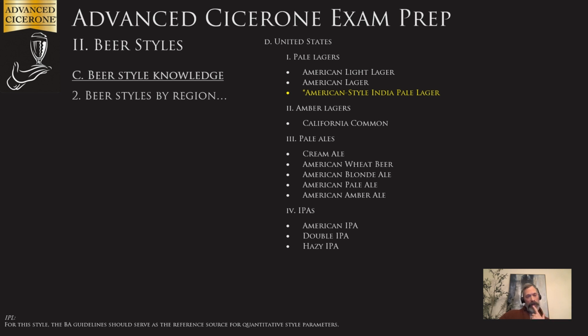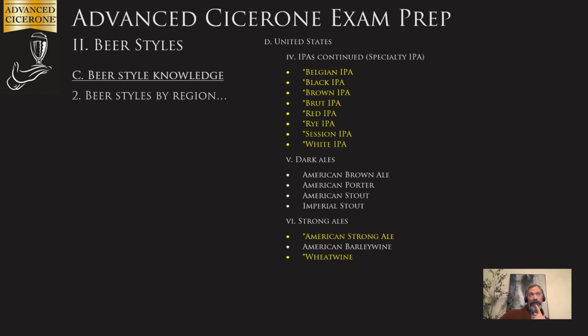Now we start talking about IPAs, but then there's a whole subsection of IPAs they've added called Specialty IPA. This entire list is all new beers that were not in Level 2: the Belgian, Black, Brown, Brut, Red, Rye, Session, and White IPAs. These are all new, so we have to expand our readiness to have knowledge of all these styles too. In the Strong Ale section, American Strong Ale and Wheat Wine have been added to the list also.